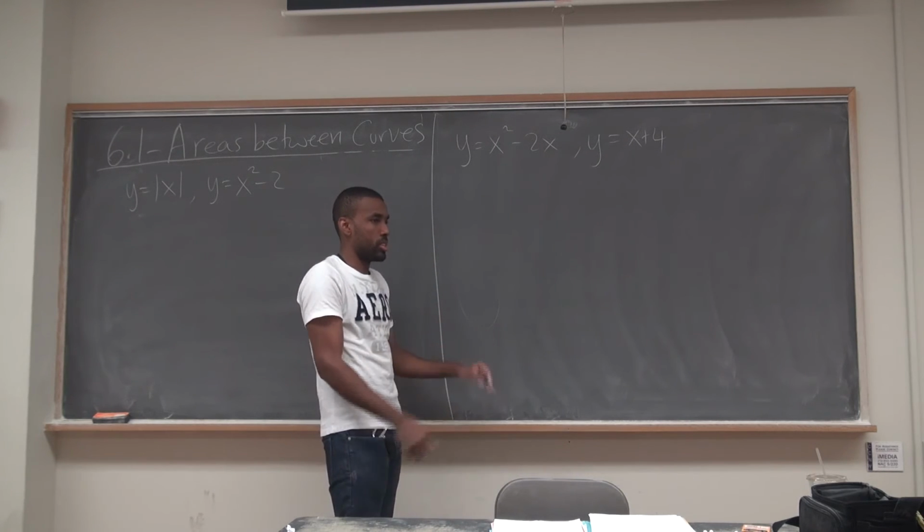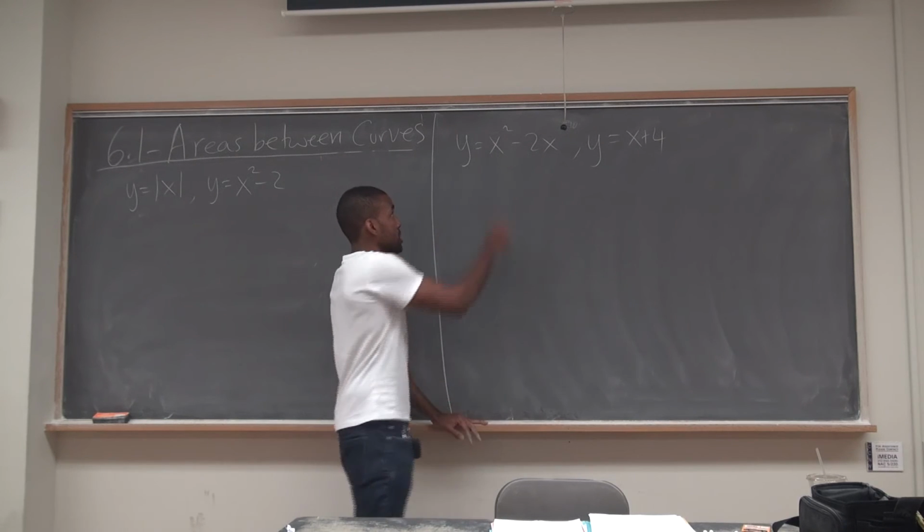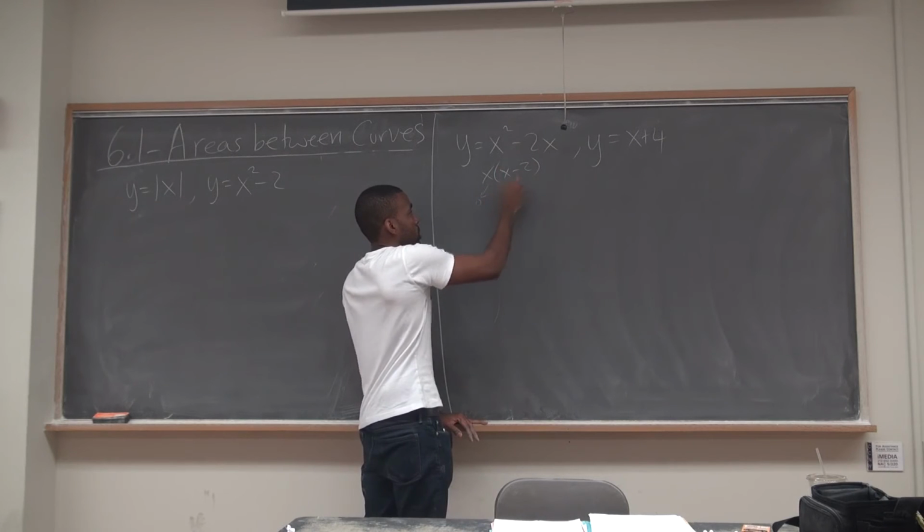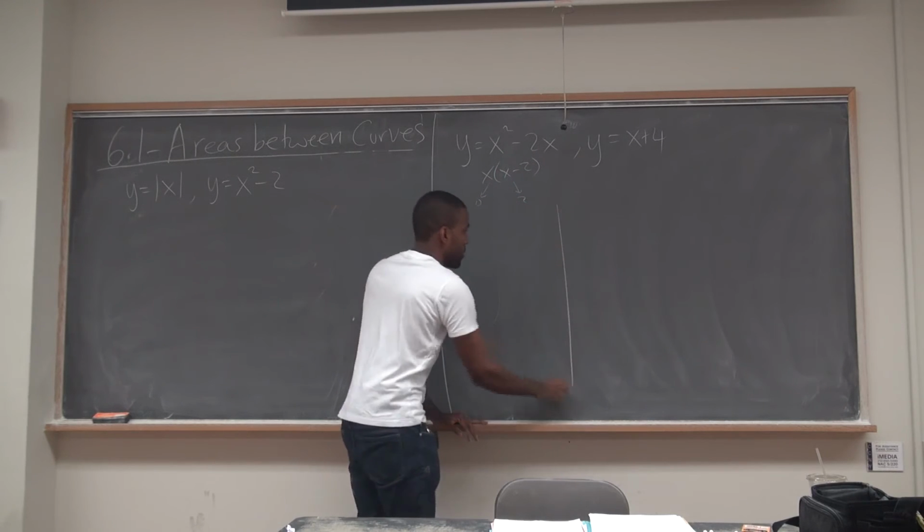So you find the x and y intercepts. How do you find the x intercept? This is just x times x minus 2. So you know it goes through 0 and 2. So basically the graph is like this.